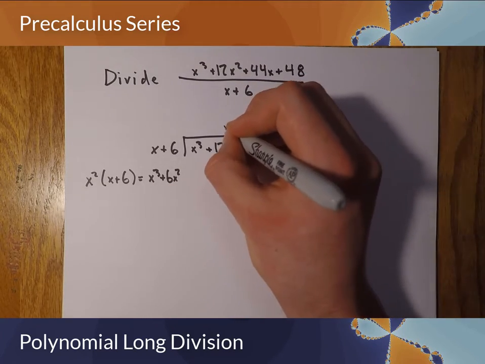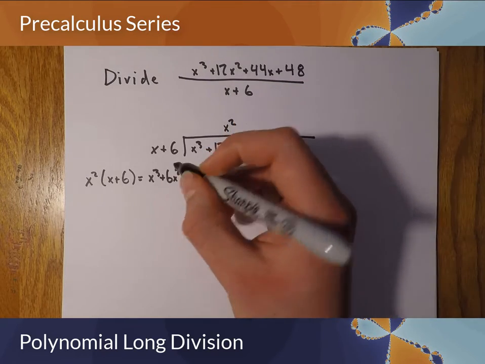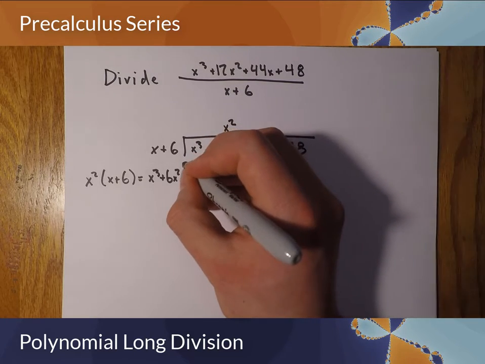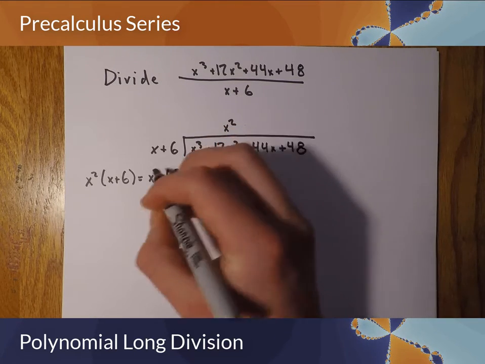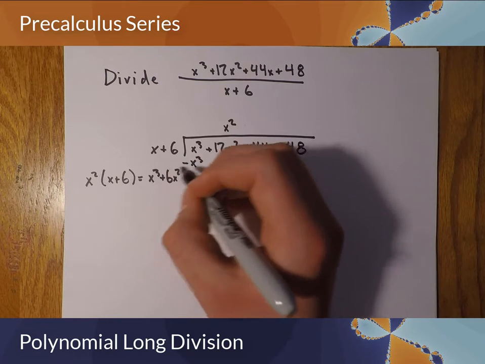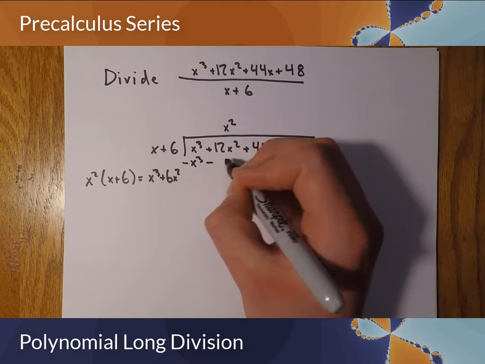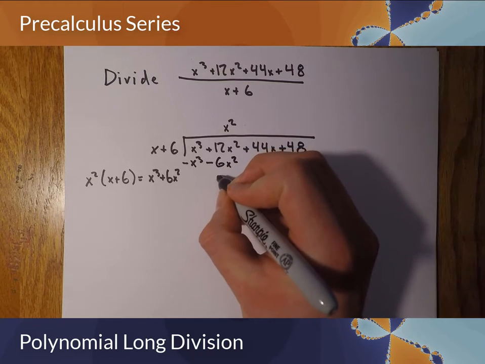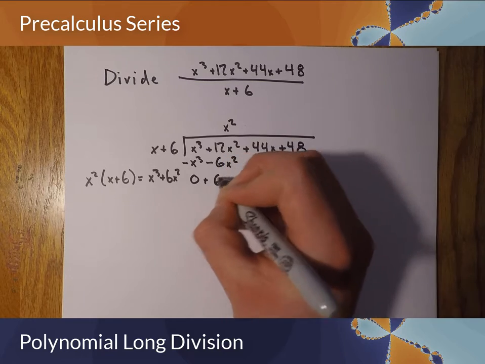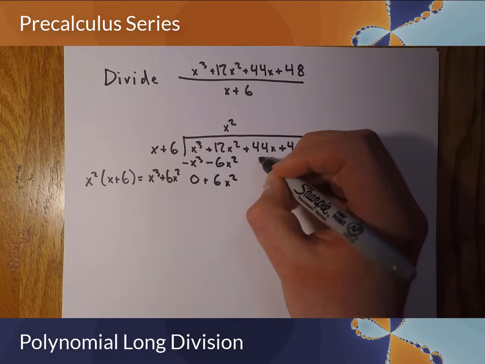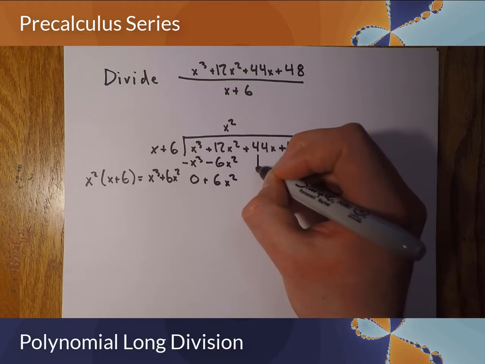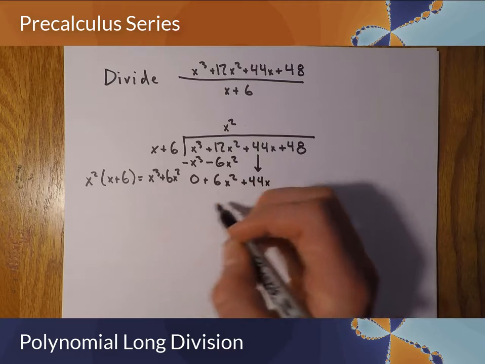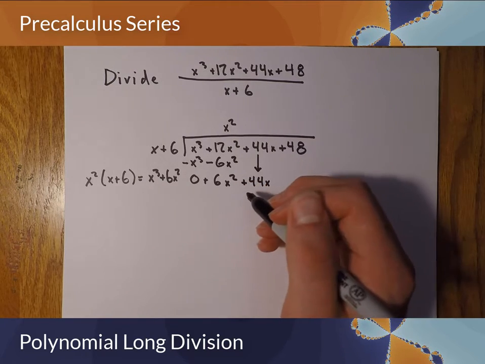So we write up here x squared, just like if you were going to write that 15 goes into 75 5 times, right? And what we're going to do is subtract what we got here. So negative x cubed, and then we're also going to have minus 6x squared. And so we get 0 plus 6x squared. Perfect. And now we just drop down this next term. So we're going to see how many times x plus 6 fits into 6x squared plus 44x.